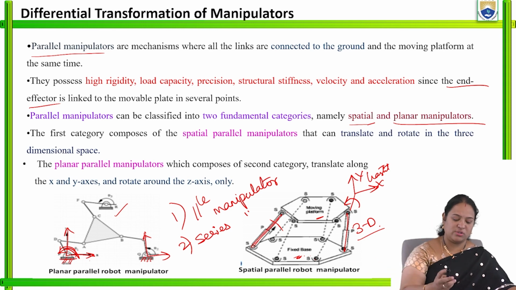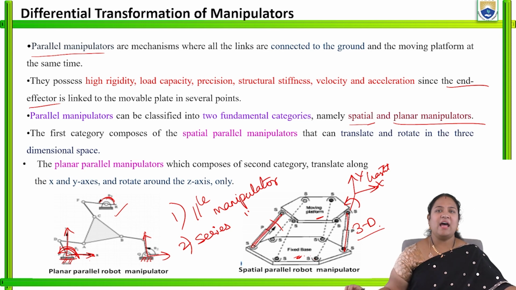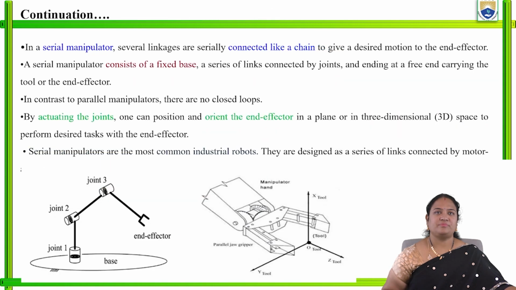You can see here also the rotational movement is done for the z axis, whereas in the spatial parallel robot manipulator we will have a fixed base which is connected to the moving platform with the help of the robot manipulator, where the manipulator's movement will be done in translational as well as rotational motion which acts in three-dimensional space.